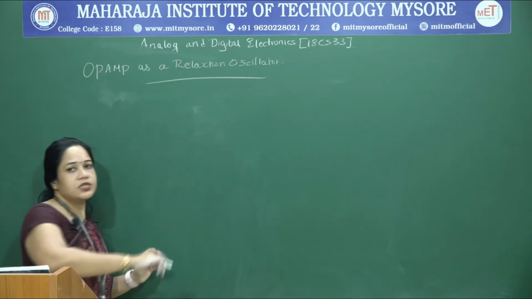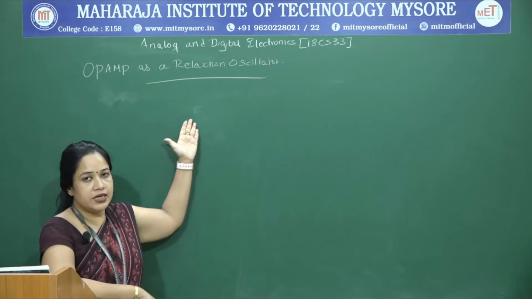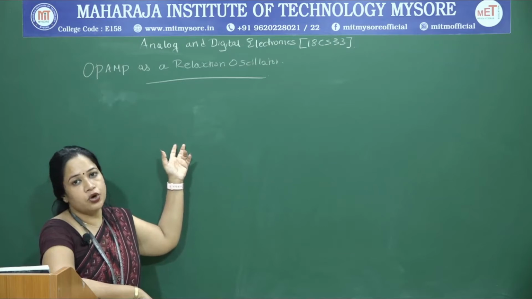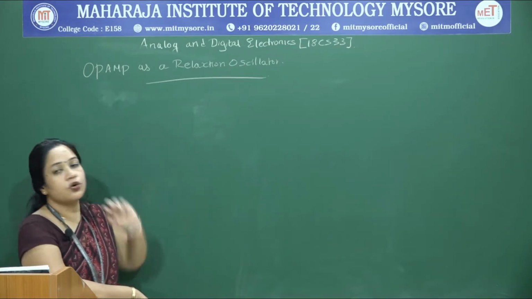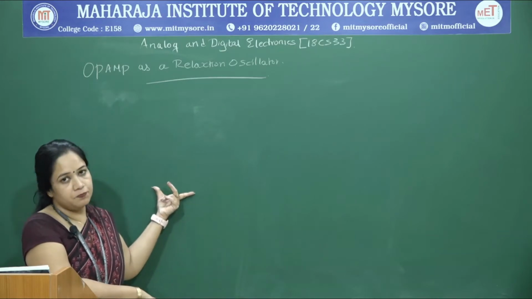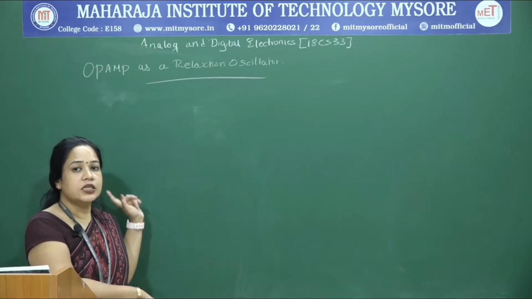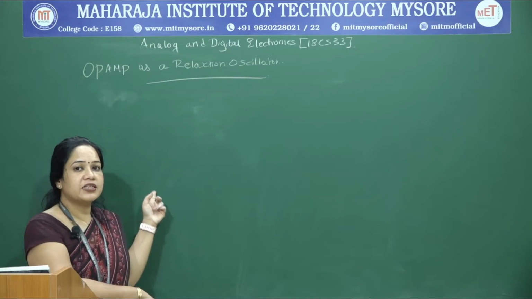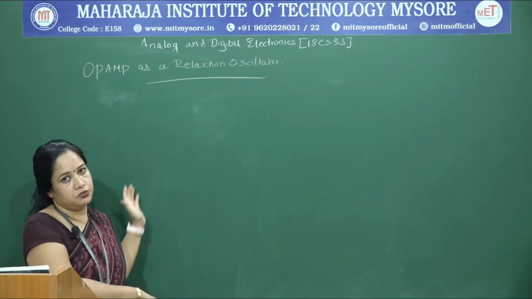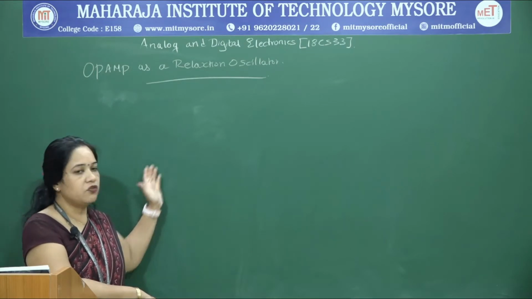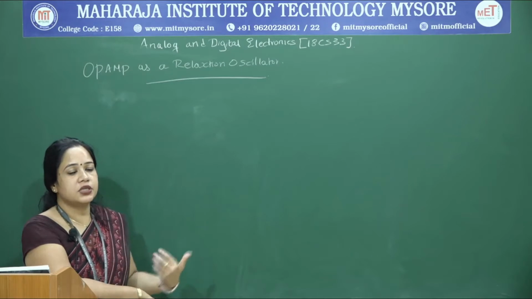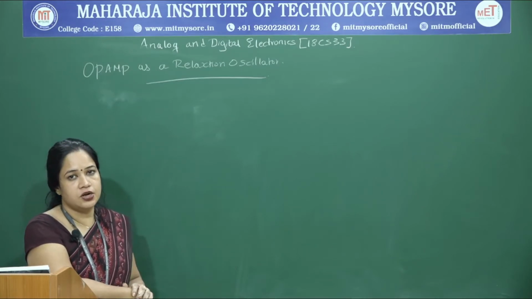A relaxation oscillator is a free running oscillator which produces a non-sinusoidal output. So, the output is going to be a non-sinusoidal waveform, and the time period depends on the charging and discharging of the capacitor involved in the circuit. During the charging of the capacitor, the output is at one saturation level, and during discharge the output is at the other, opposite saturation level.